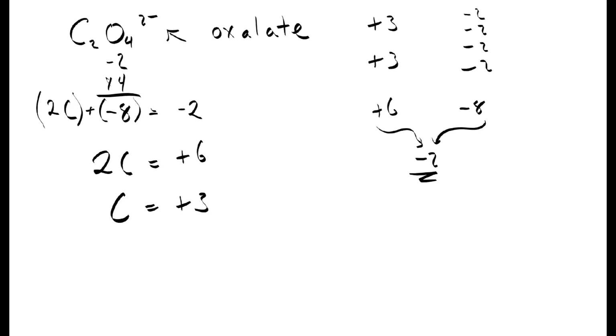So those are how we find oxidation numbers. Why do we care about oxidation numbers? Because that's how you determine what is oxidized and what is reduced in a redox reaction. So let's look at permanganate plus just pure silver.